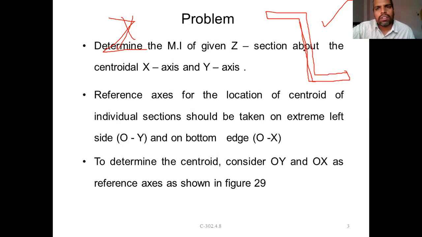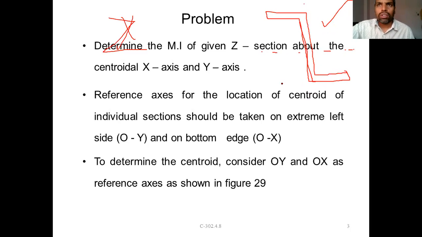Because the Z section is an unsymmetrical section. Unsymmetrical about which axis? Both axes. If you take a section along the x axis, one shape is like this and the other shape is like this, so it cannot be symmetrical. If both were on one side, like a channel section, it may be symmetrical. But in this case one is on this side and another on this side, so it cannot be symmetrical. Similarly about the y axis also, it cannot be symmetrical.